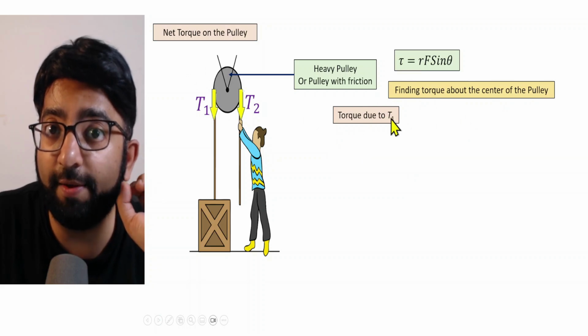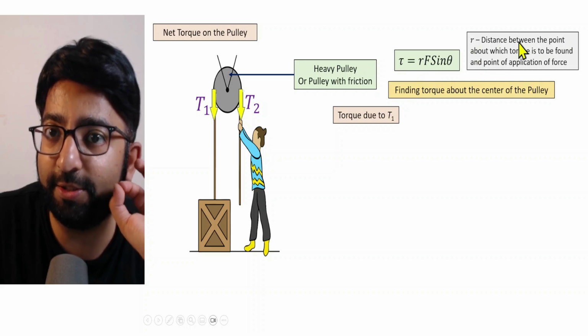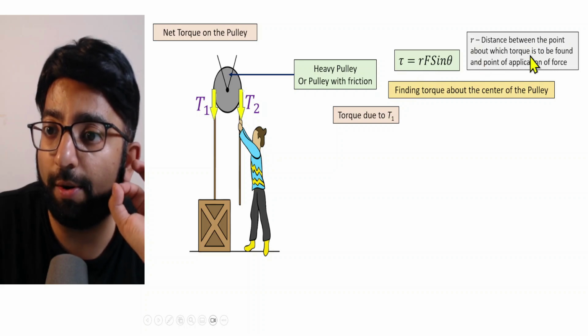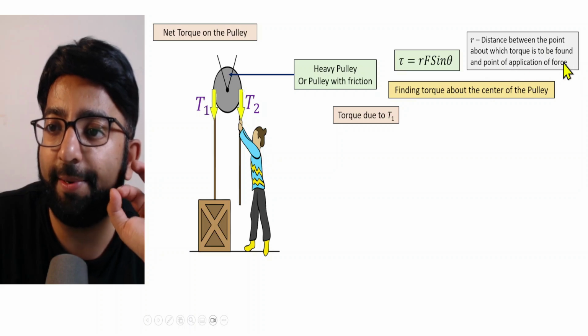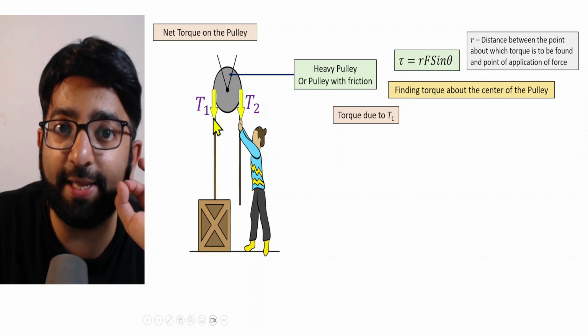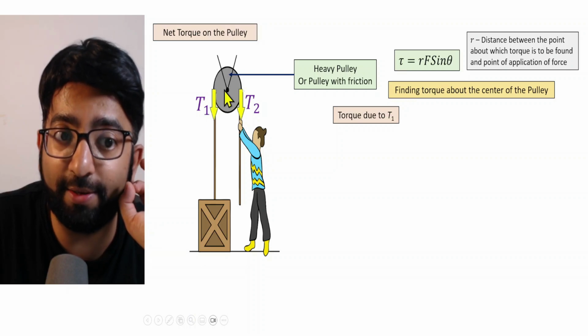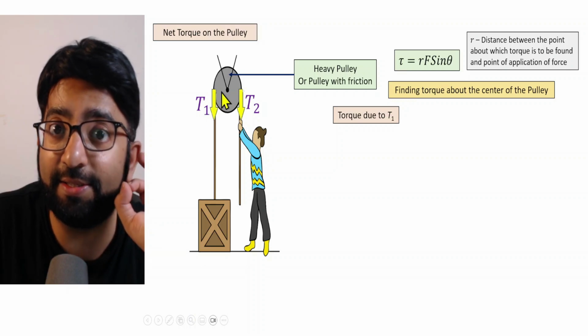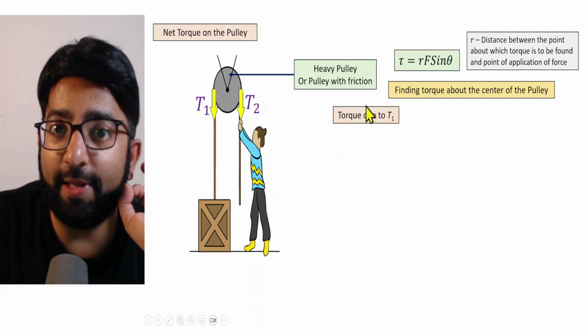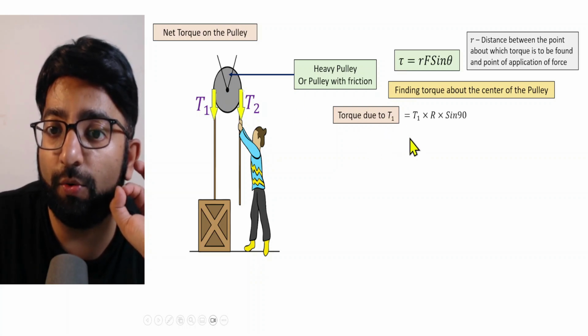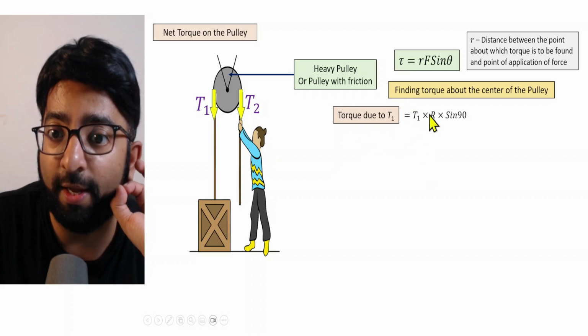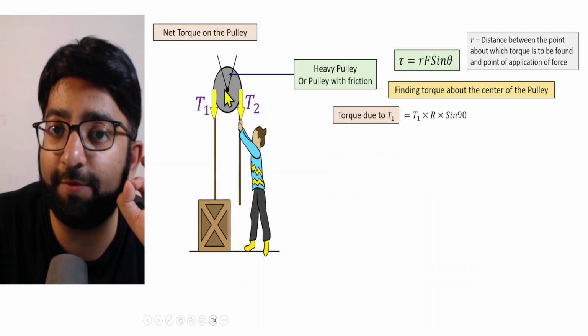So torque due to T1, magnitude is T1, and what is R? R stands for the distance between the point about which torque is to be found and the point of application of force, which means for T1, we need this particular distance from the force and the center of the pulley. And this distance is the radius of the pulley. And that is why the expression for torque due to T1 will be T1 is the force, capital R, which is the radius of the pulley.